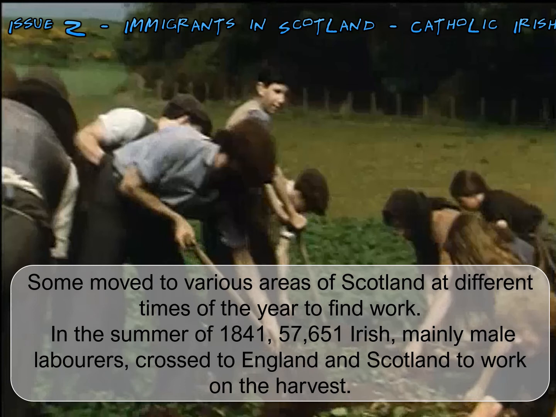A really interesting fact that you can put down as an example: in the summer of 1841, there were roughly 57,651 Irish people, mainly male labourers, coming across to England and Scotland to work on the harvest that year, and that's from the records of people at the ports asking why people were coming in. So lots of people were coming in and working in these areas.